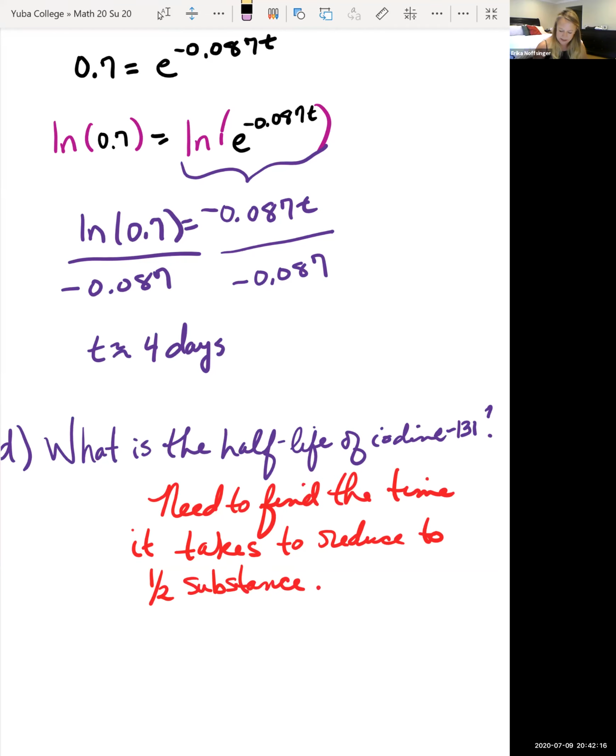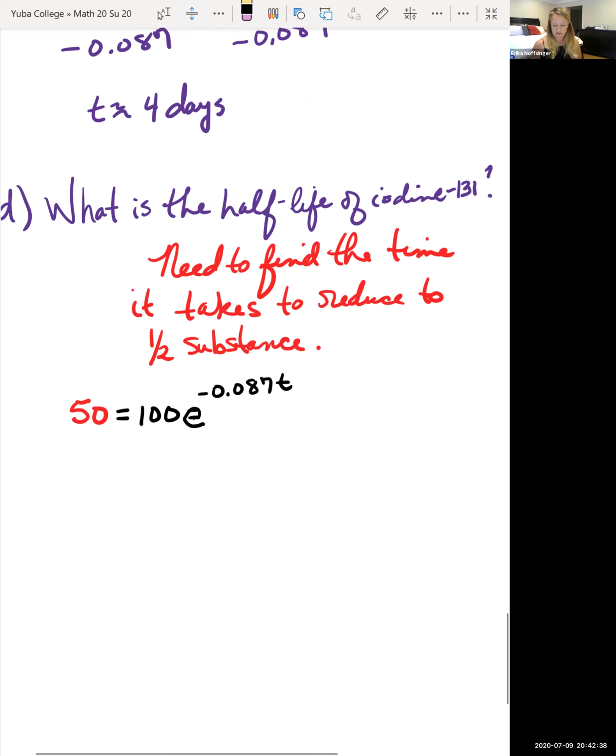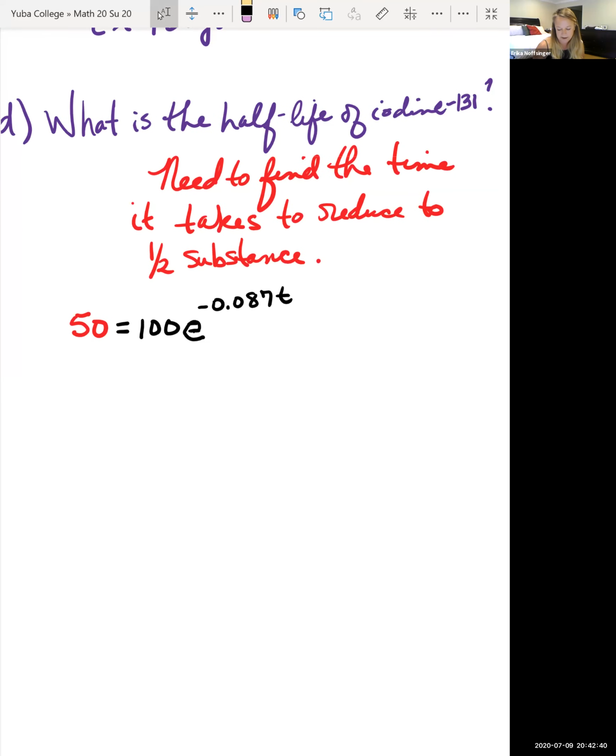So in our case, we started with 100, and we want to know, when is this going to equal 50? So 50 equals 100 e raised to the negative 0.087t. Pretty much like we did last time, we first have to isolate our exponential piece. So this is 0.5, it's equal to e to the negative 0.087t.